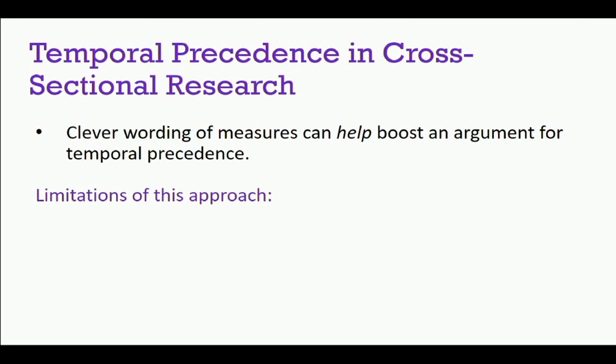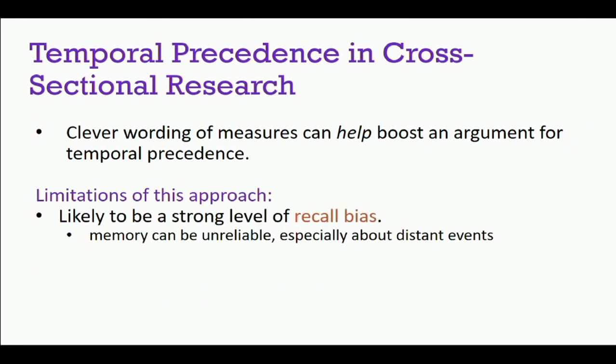There are limitations, though, to this sort of approach. One is that there'll be a strong level of recall bias. So memory can be very unreliable, especially about distant events. So if I were to ask Matt, what did you have for breakfast?